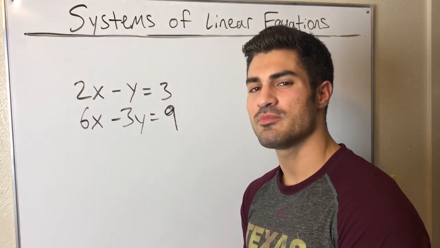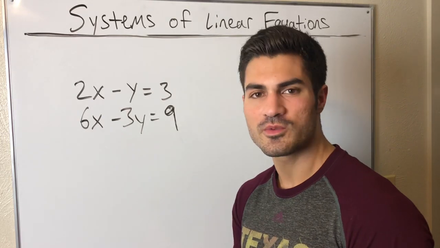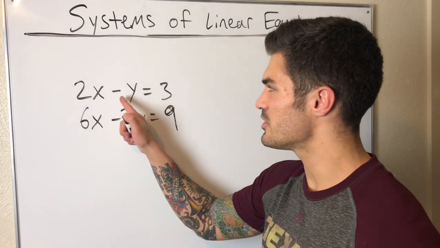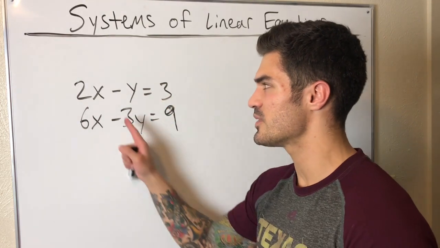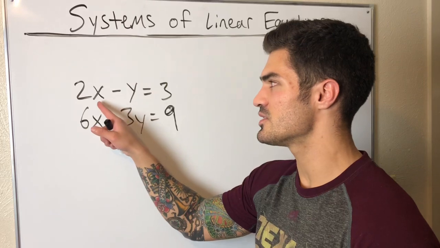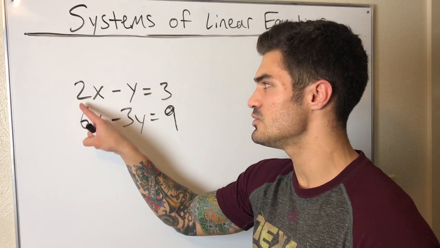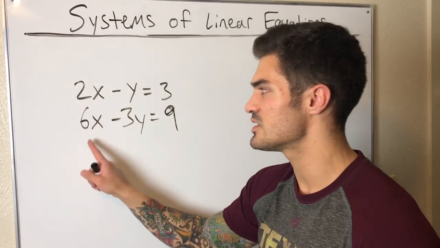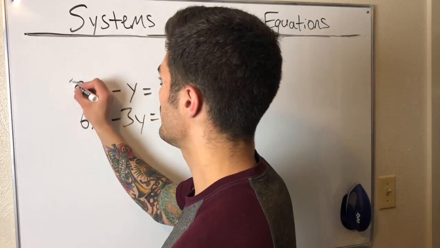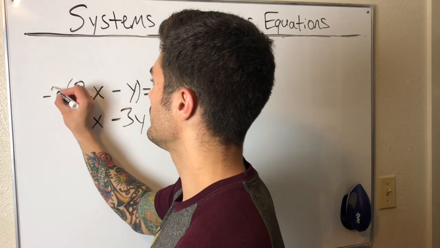All right, so for this example, we already see that it's in standard form, so we're good to go. So I'm looking for a number that I can multiply. I'm going to use this top equation, multiply both sides by something, so I can eliminate one of these variables. And it looks like -3 is going to work, because -3 times 2 gives me -6, and -6 plus 6 gives me 0. So I'm going to multiply both sides of the top equation by -3.